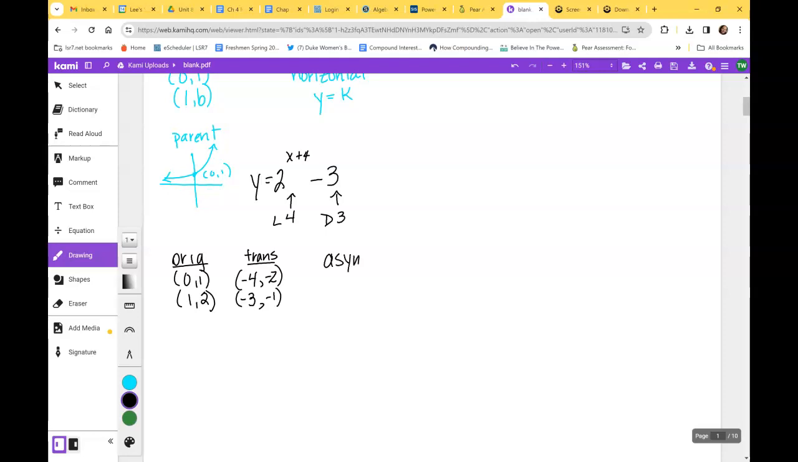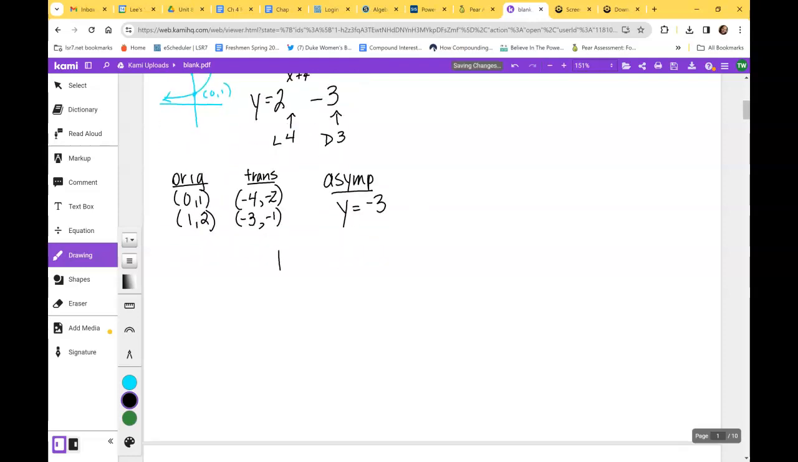My asymptote is going to be y equals my k, so y equals negative 3. When I go to graph this, and this is just a rough graph, but that's okay, I know my y is a negative 3, so I'm going to come down here to get my asymptote. Don't forget to draw your asymptote, and it's horizontal. Okay, and my translated points are negative 4, negative 2, and negative 3, negative 1, and this shows that it's going generally in that direction.